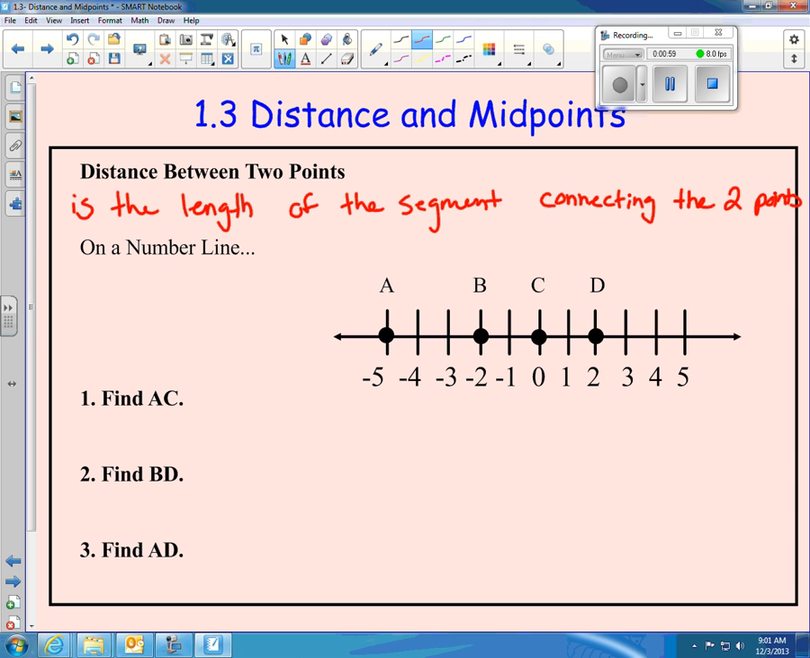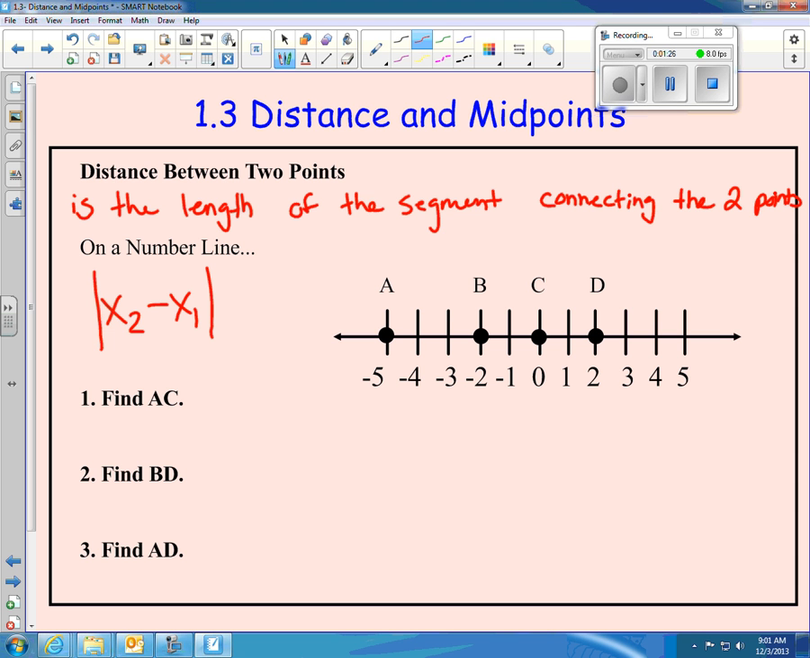When we're dealing with it on a number line like we see here, we're going to be using the absolute value of x2 minus x1. With this, the order is not important. Remember, absolute value is dealing with the distance from 0. If you have a negative number inside those absolute value bars, you're making it positive.